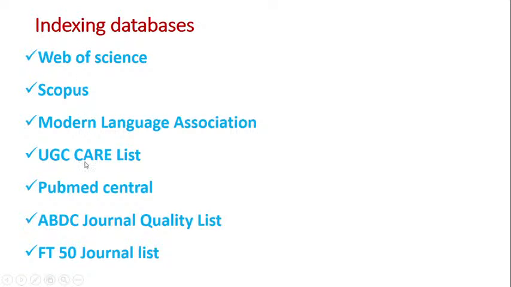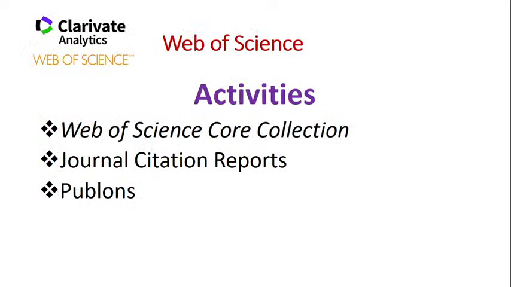So these many databases are there. But among these, Web of Science and Scopus are both very popular. Every research scholar needs to do it. If you are publishing papers in a Web of Science indexed journal with an impact factor, it will be treated as a greater advantage. So now I go to Web of Science.